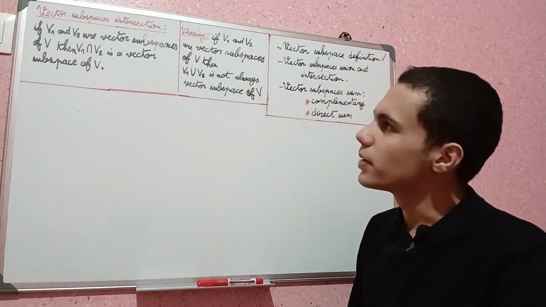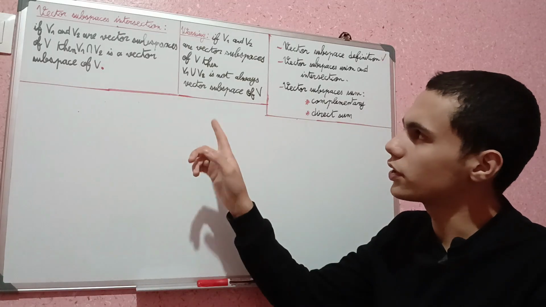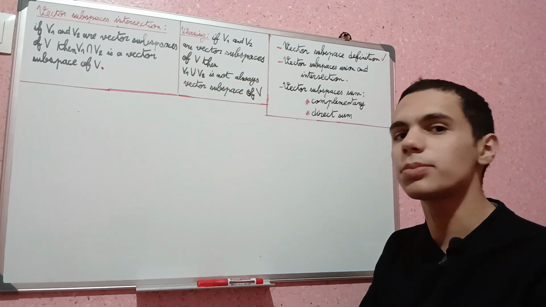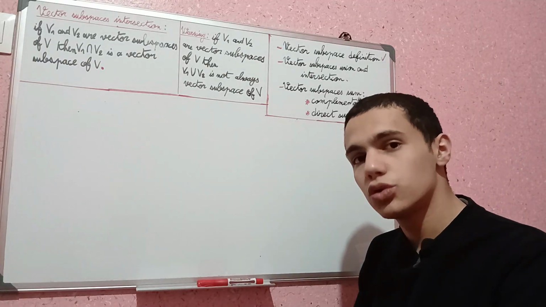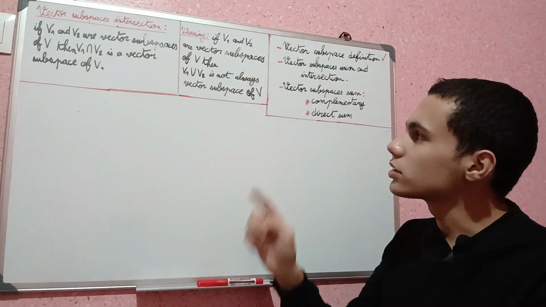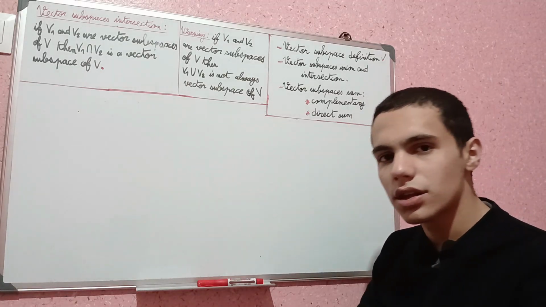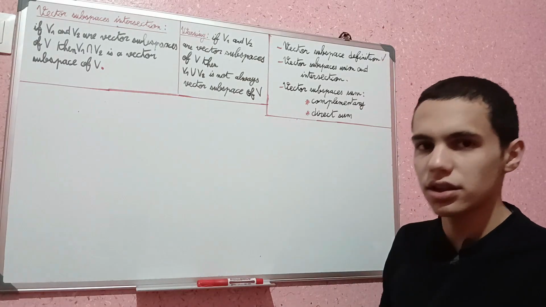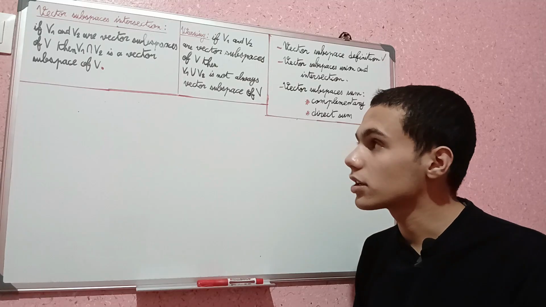So, vector subspace intersection. If V1 and V2 are vector subspaces of V, then the intersection of them is also a vector subspace. Also a warning: if V1 and V2 are two vector subspaces of V, then the union of them is not always a vector subspace. If you need some examples, go check the description below. There is a PDF about linear algebra. You will find a lot of examples and exercises.